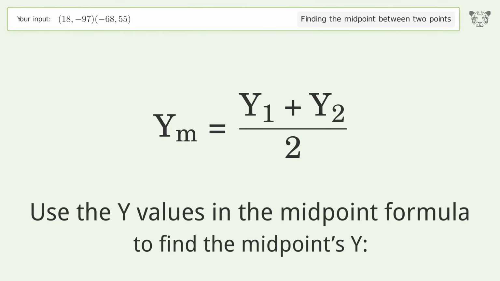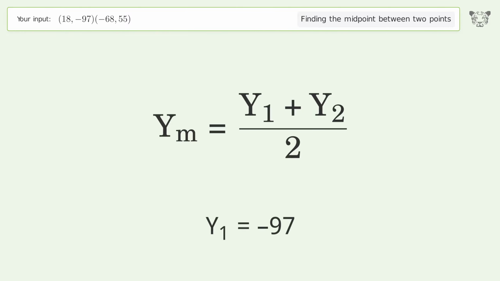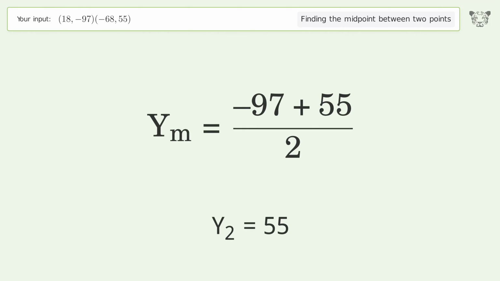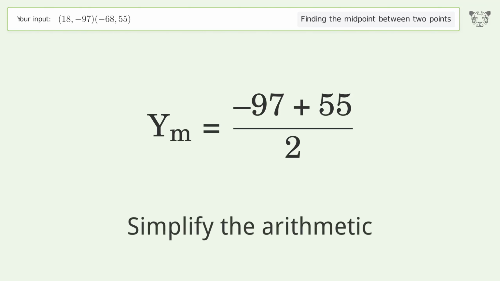Use the y values in the midpoint formula to find the midpoint's y. y1 equals -97. y2 equals 55. Simplify the arithmetic.